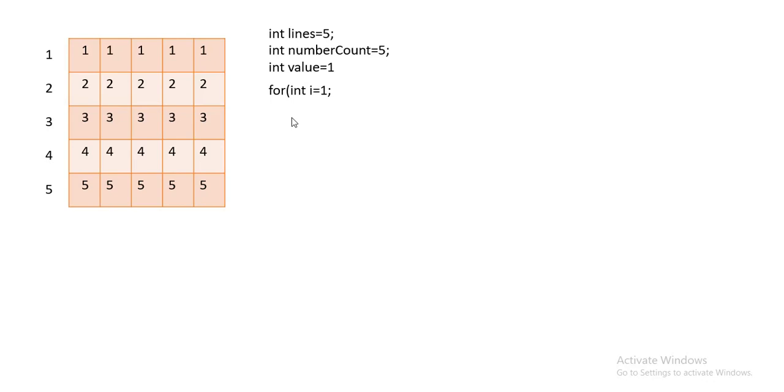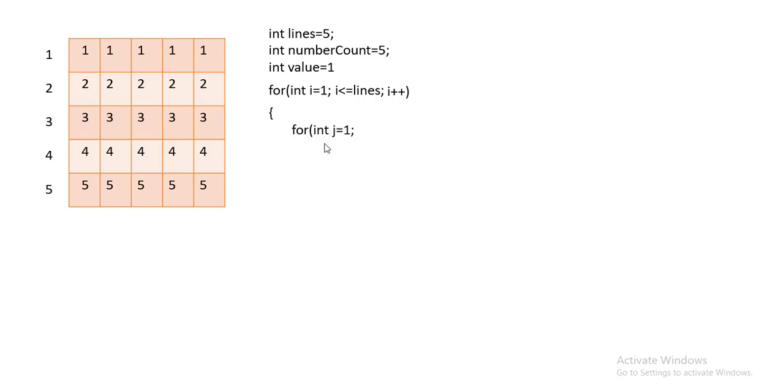Then we need a loop to control the lines. So the loop is going to start from 1 and how far it goes depends on the number of lines, that is 5. Then each time we are going to increment i by 1.